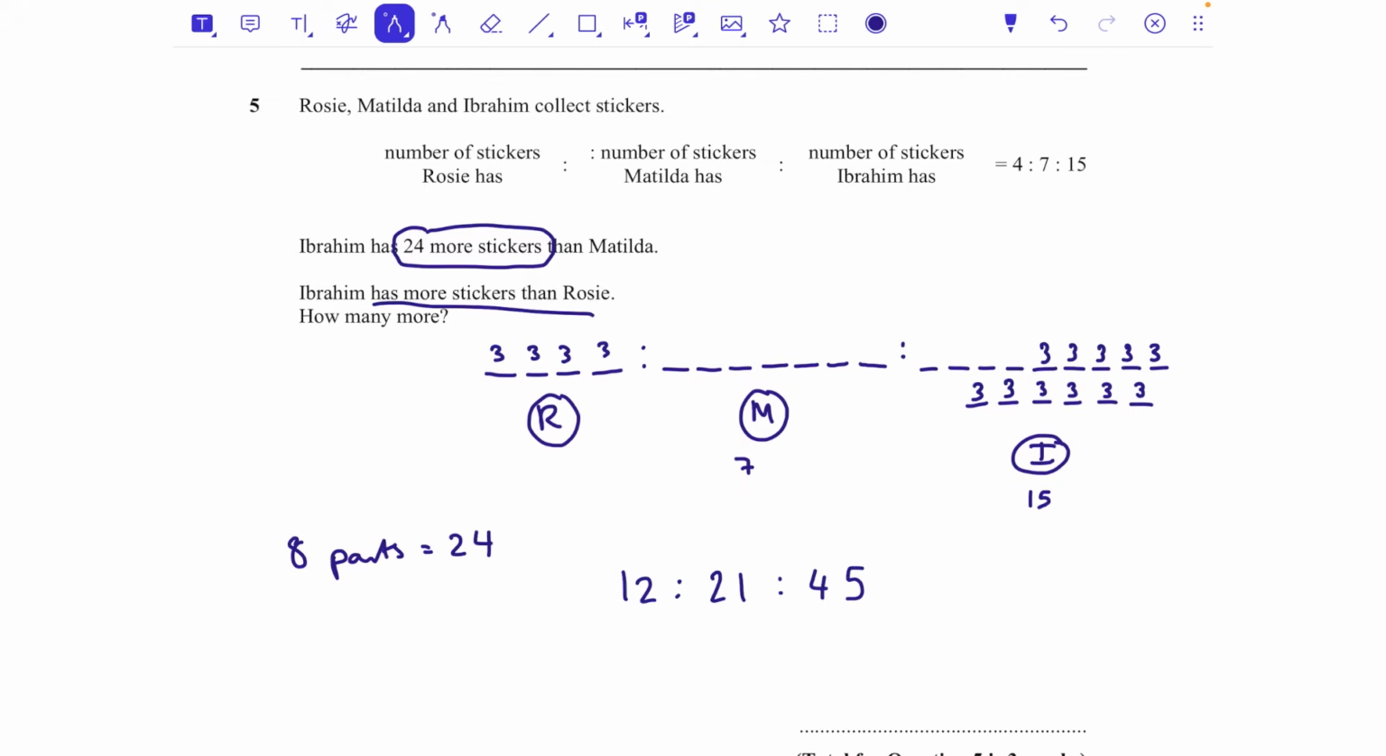How many more stickers does he have than Rosie? So we're comparing Ibrahim to Rosie. 45 take away 21 is 24. So 45 minus 21 is 24, and that's how you would get your answer.